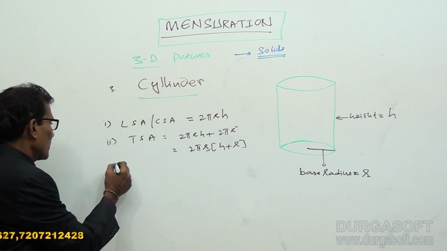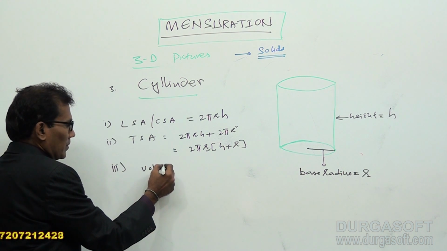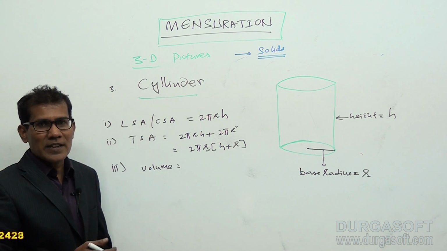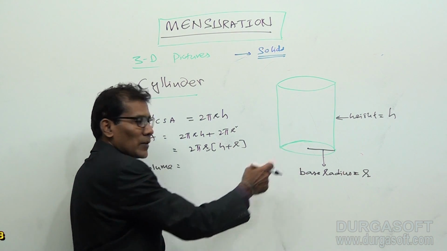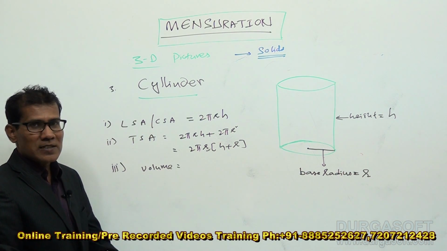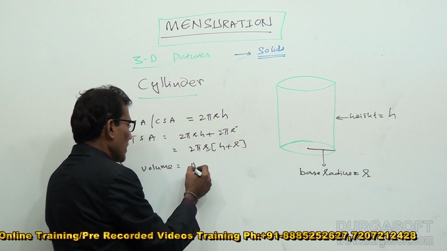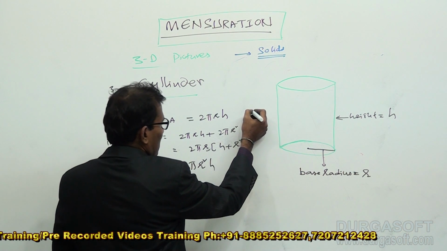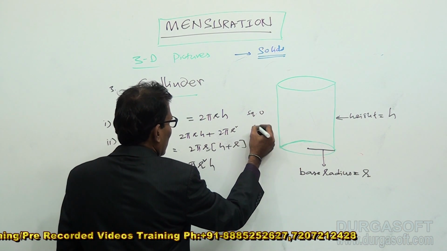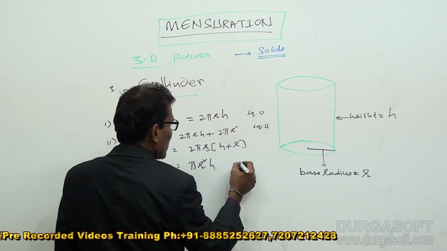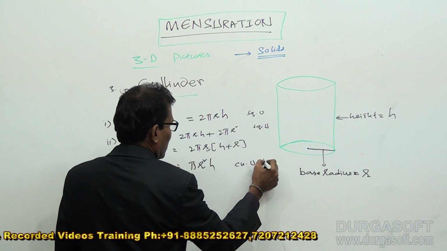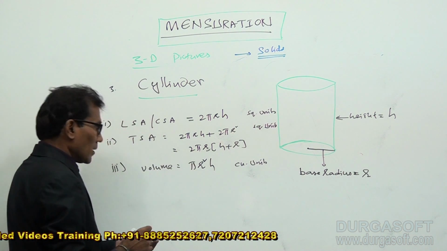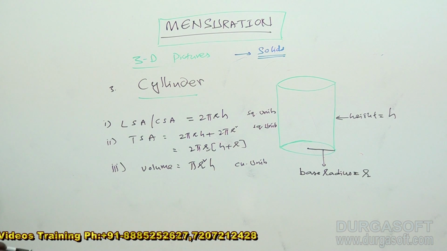And what about the volume? Volume is nothing but, for any regular solid, the base area into height gives the volume. The base is in the form of a circle. Area of the circle is pi r square multiplied by height. So pi r square h is going to be the volume. These are in square units since they are areas, and this is going to be cubic units. This is all about the cylinder.